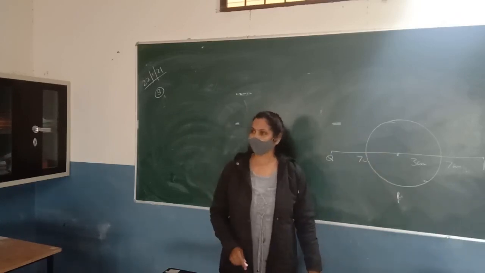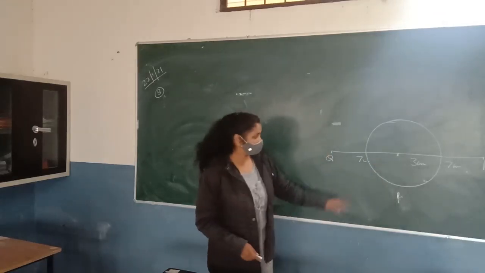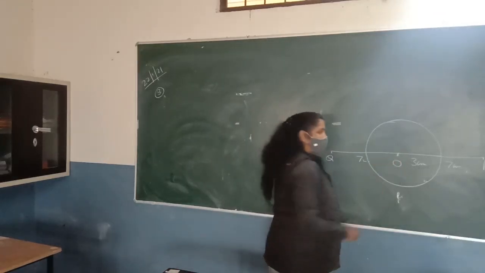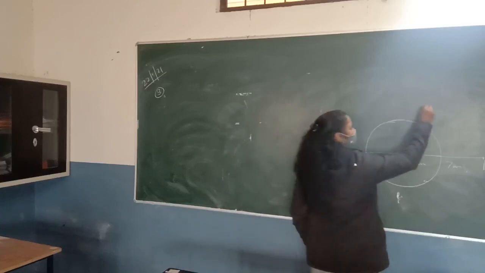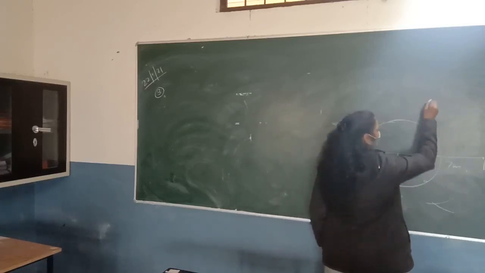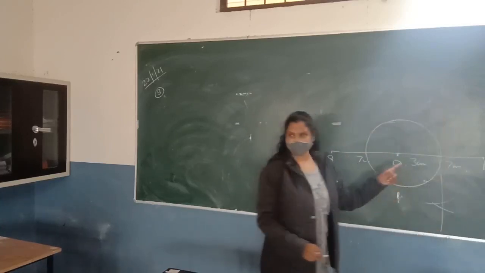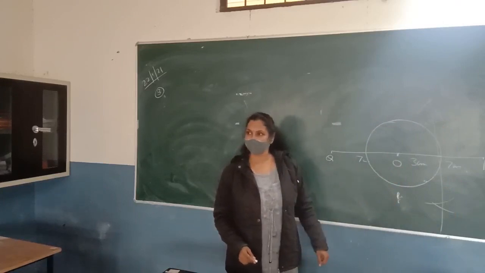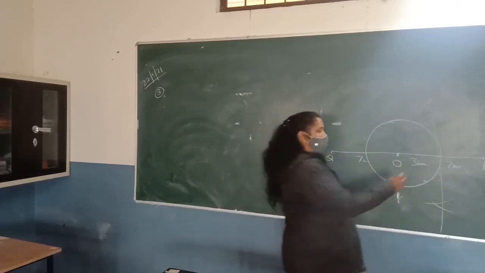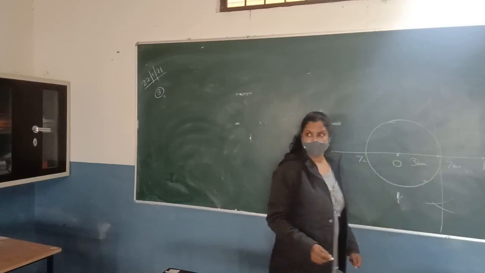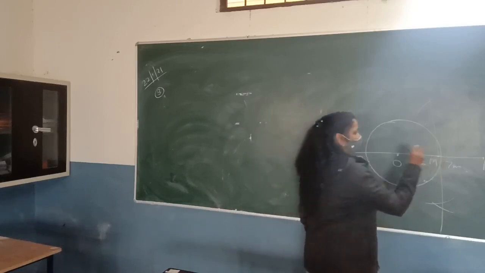Priyanshu? Okay. So we draw the perpendicular bisector of OP. This is the perpendicular bisector of OP. Let the point where it intersects OP be M.